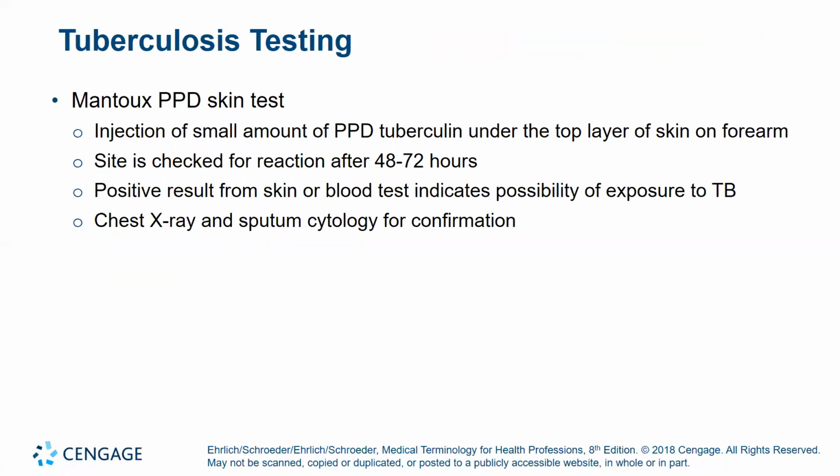Tuberculosis testing, we have the Mantoux PPD skin test. So, injection of a small amount of PPD under the top layer of the skin on the forearm. I'm sure everybody's probably had this done. Then you check for reaction after 48 to 72 hours. A positive reaction from the skin or blood test indicates possibility of exposure to TB.